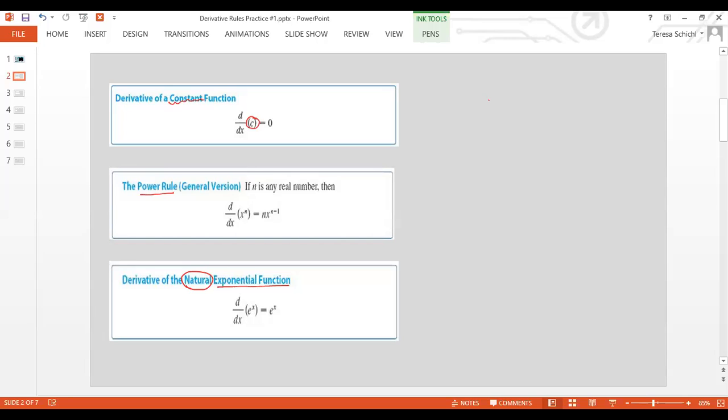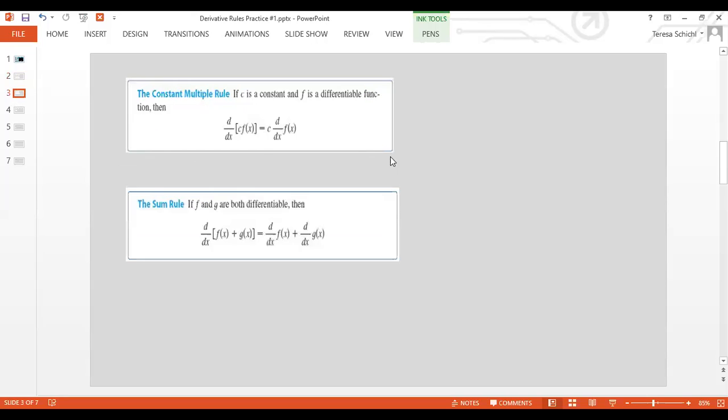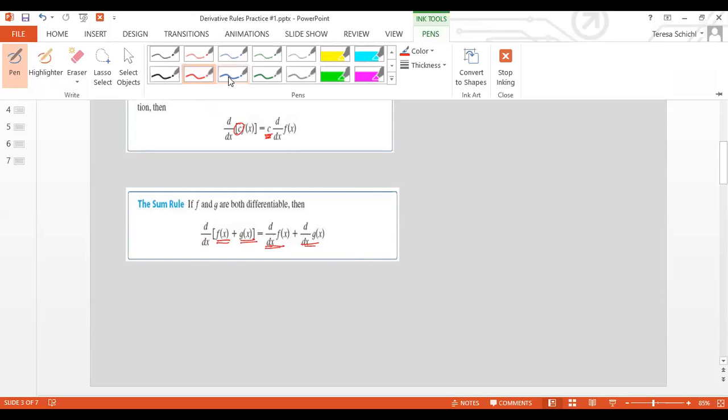Now let's take a look at what type of rules we have. The first one is the constant multiple rule. That means if you multiply a function by a constant in front, you can take this constant out, so it is the constant times the derivative of the function. The next one is the sum rule. That means if you add two functions together and take the derivative, you just take the derivative of each separately and then add them together.